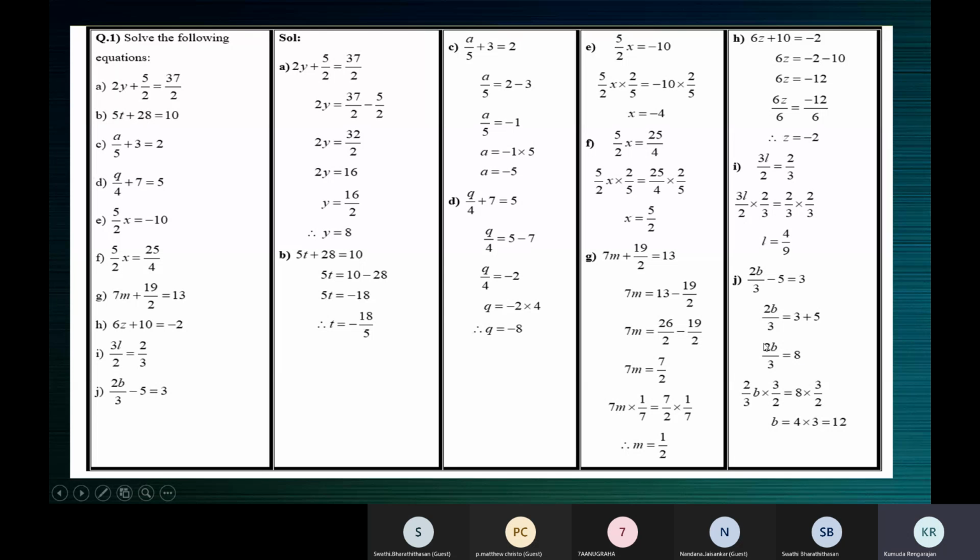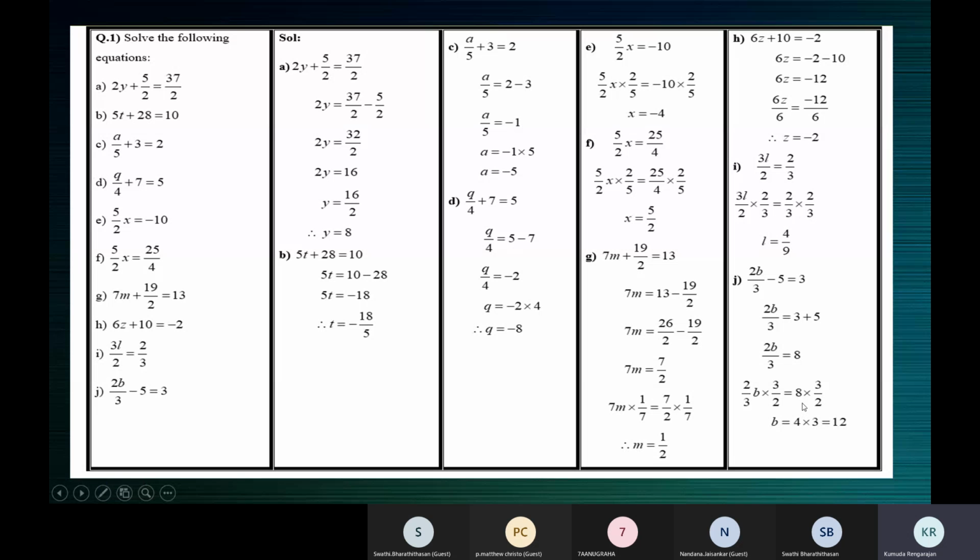Now b has to be separated from 2 by 3. So we multiply by the reciprocal of 2 by 3, which is 3 by 2, on both the sides. So 2, 2 cancels, 3, 3 cancels. So we have b is equal to, here it is 8 by 1, children. 8 means 8 by 1.